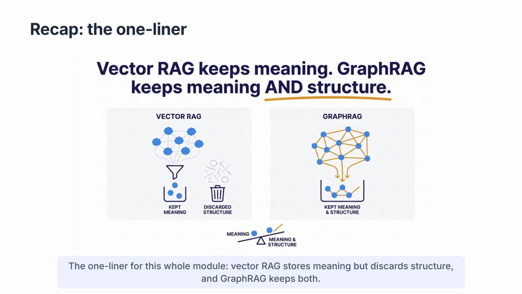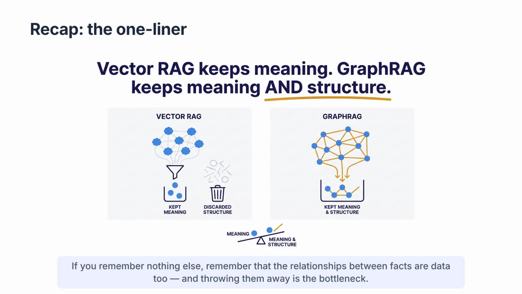Let's lock it in. The one-liner for this whole module, vector RAG stores meaning but discards structure, and graph RAG keeps both. If you remember nothing else, remember that the relationships between facts are data too, and throwing them away is the bottleneck.